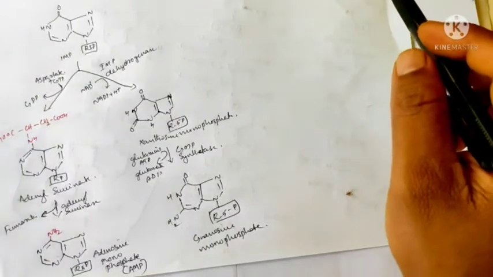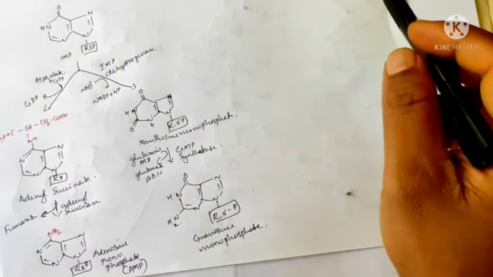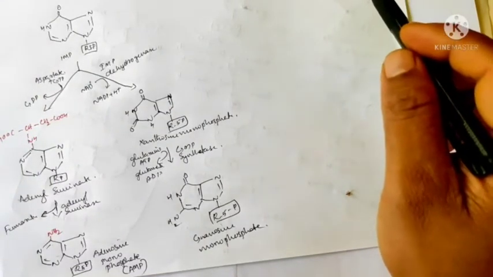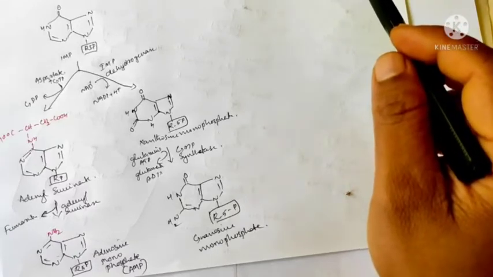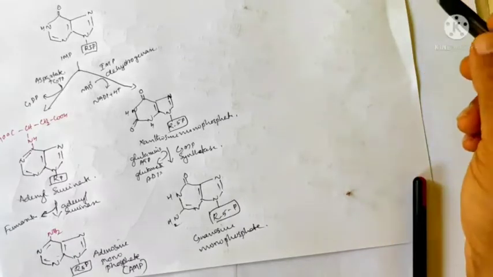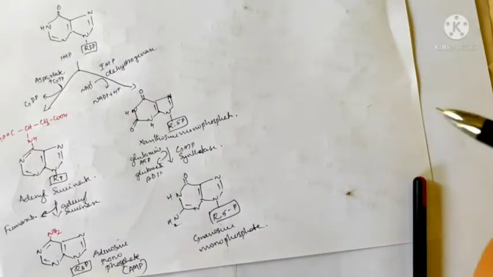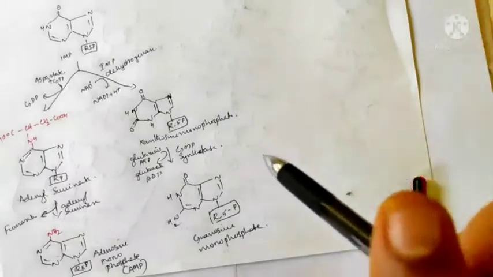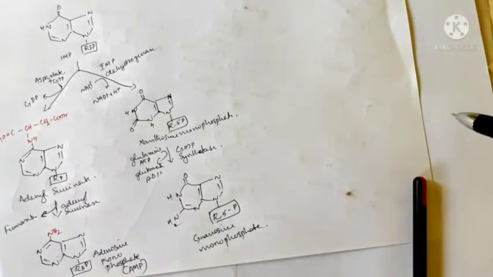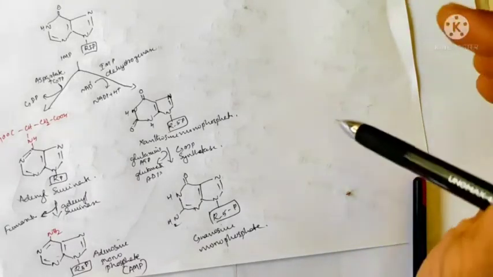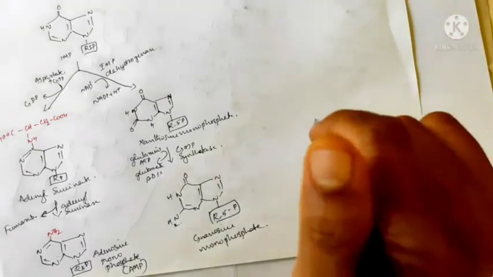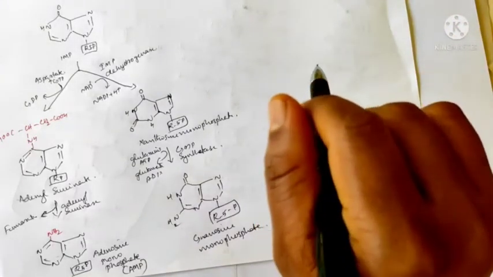Here we have to remember one thing. PRPP glutamyl amidotransferase is an enzyme which is controlled by a feedback mechanism. It is controlled by, or inhibited by, purine nucleotides themselves. PRPP glutamyl amidotransferase enzyme is controlled by feedback mechanism by purine nucleotides.